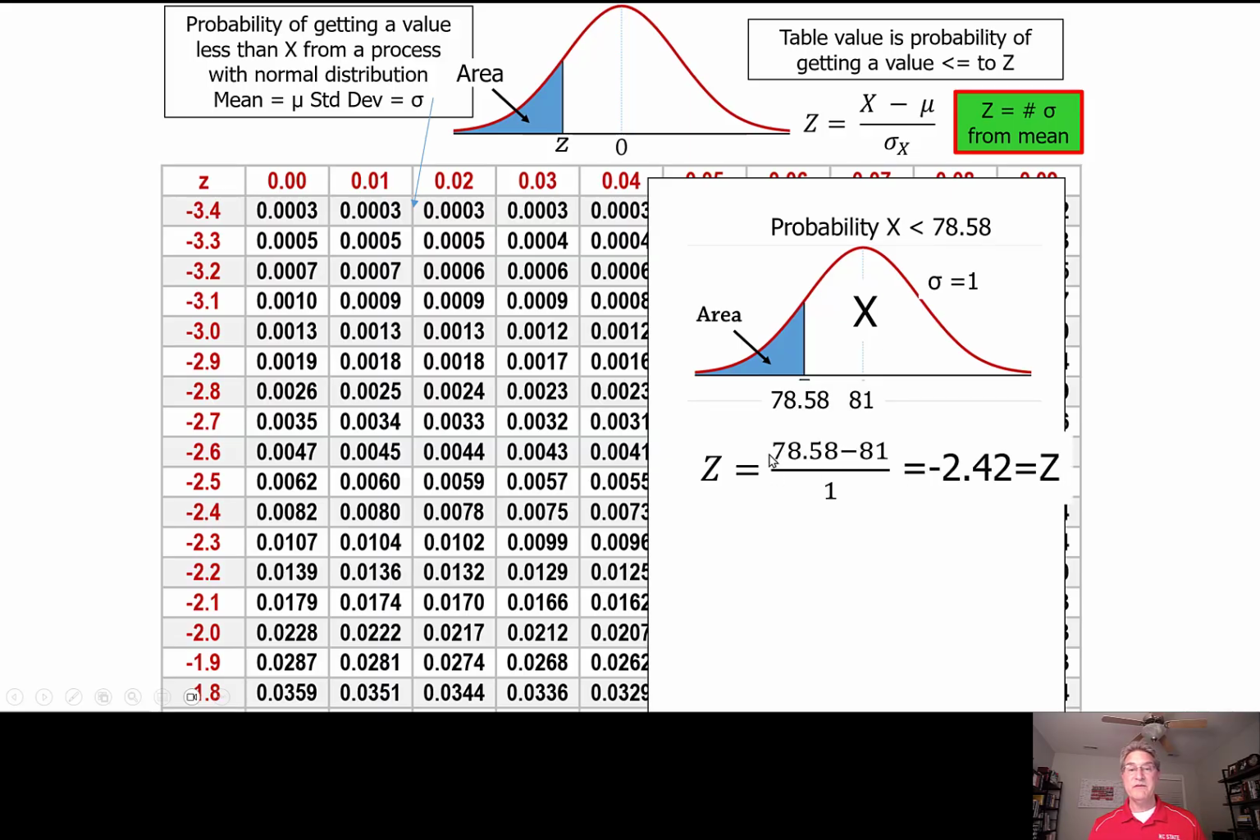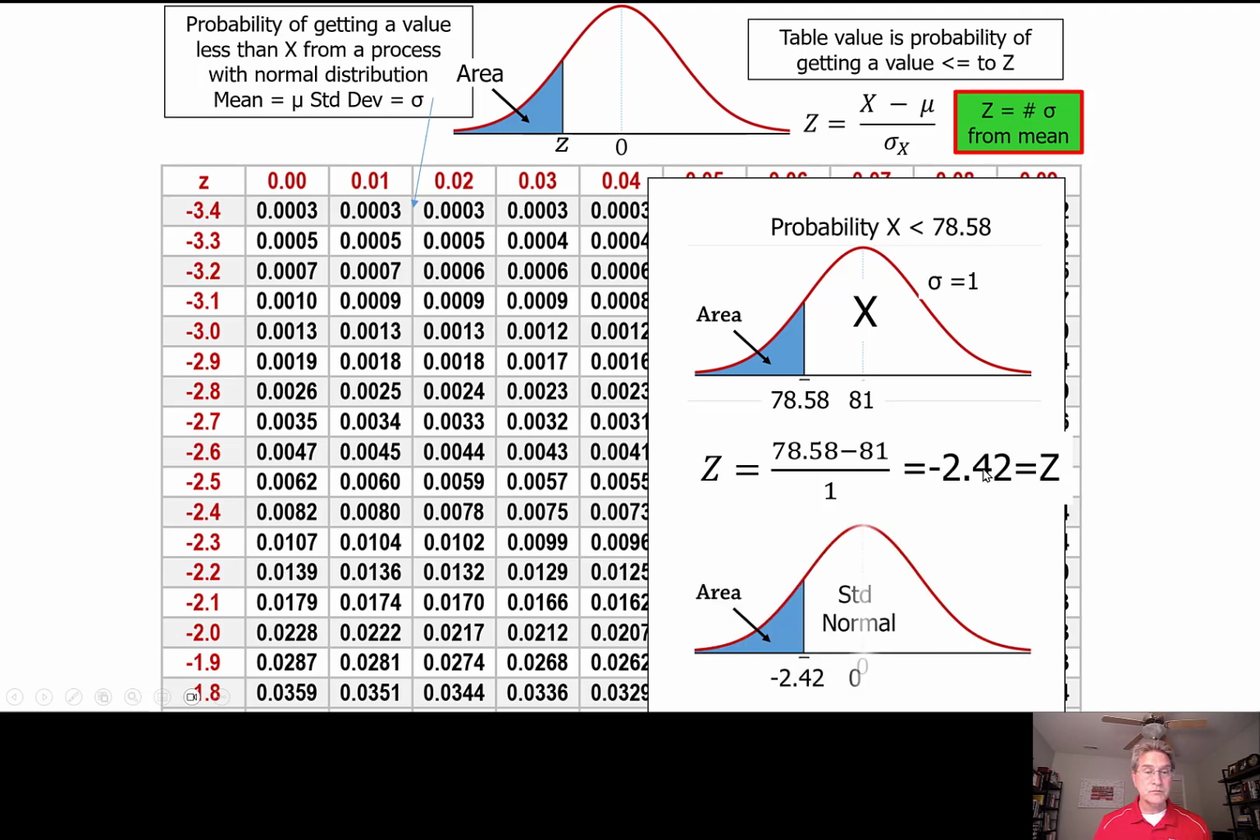Let's calculate my z value. X, 78.58, minus the average, 81, over the standard deviation is minus 2.42. So what I want to know is the probability of less than minus 2.42 on the standard normal. That's what this graph is. It's the standard normal. It's the probability of a z value. We got this right here. So I come over here to 2.42, 0.0078, or 0.78% of the time.